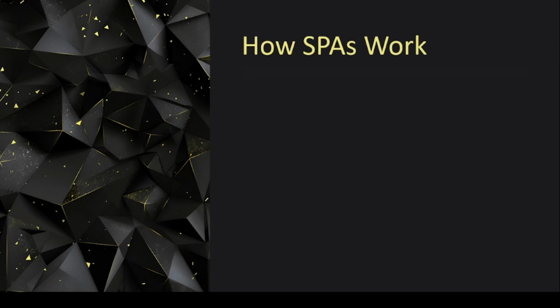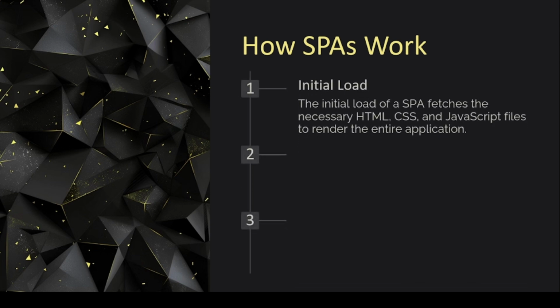Now let's have a look at the functionality of single page applications. So the first one is the initial load. The initial load of an SPA fetches the necessary HTML, CSS, and JavaScript. Means when you load a single page application, it will first of all fetch or retrieve the necessary HTML, CSS, and JavaScript file for the entire application so that it can be rendered.